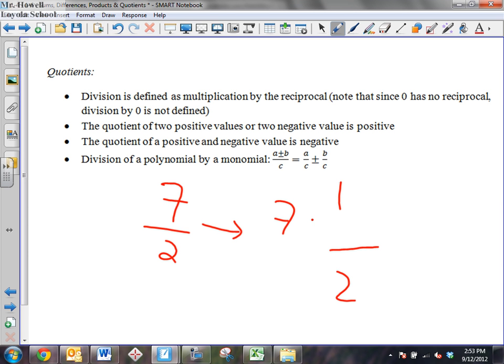The quotient of two positives or two negatives is positive, same as multiplication. The quotient of a positive and a negative is negative, again, same as multiplication. The last part, very, very useful. Whenever you divide any polynomial, poly means what? More. It means more than one, sure, but a binomial is more than one, and you would call it a binomial. When I say polynomial, what do I really mean?